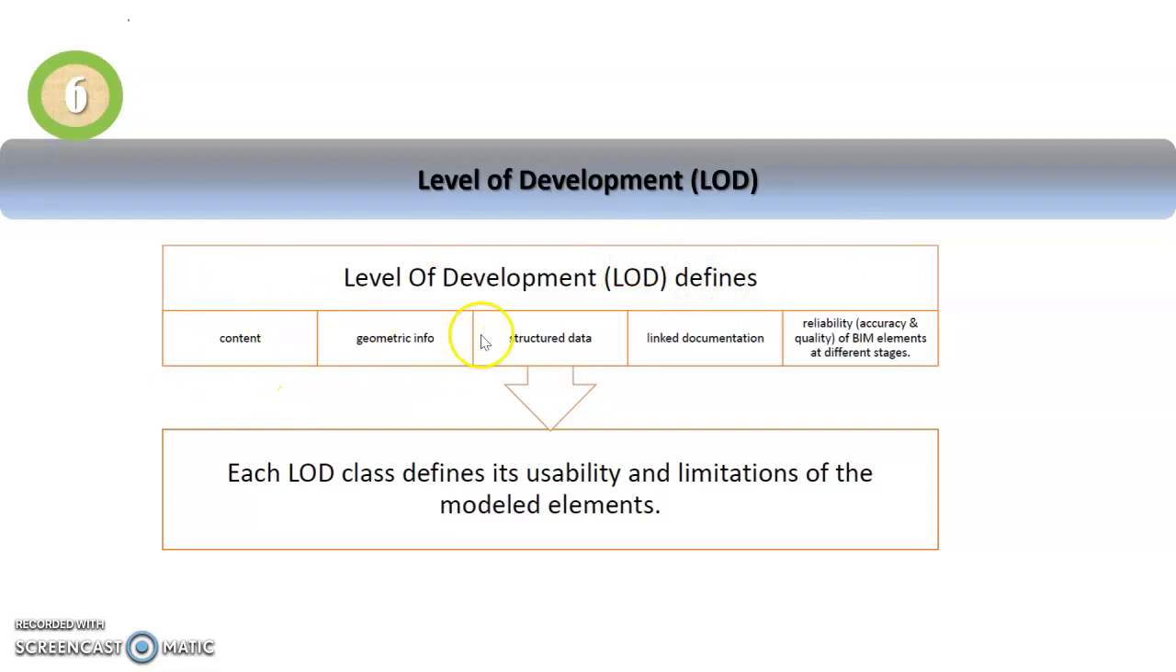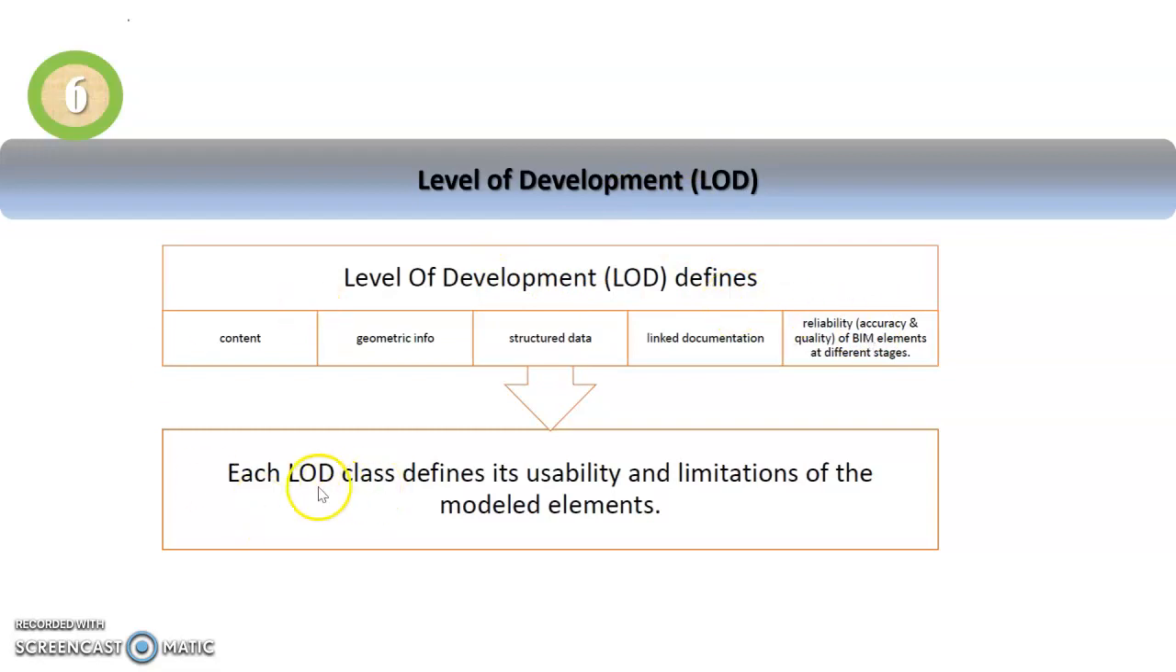The level of development, or LOD, will define the content that we put into our BIM model: the geometric information, for example the length, the breadth, the depth, the thickness; or structured data, such as whether it is fire rated to 3 hours, what type of material, and so on and so forth; as well as any other documentation which is not geometric information that we want to link to our model. We also want to discuss the reliability of the BIM elements at the different stages, and indicate that in our LOD, so that people can understand what to use the model for.